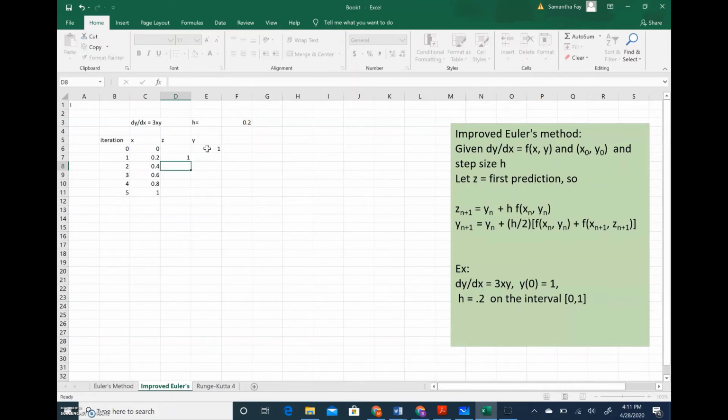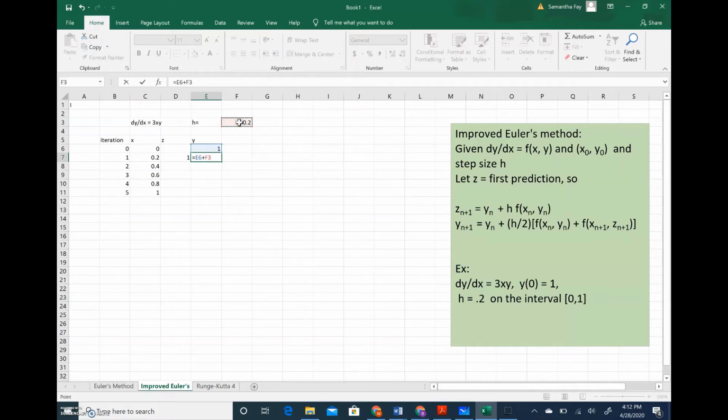And we should be able to hit enter, and that should look familiar. But now let's figure out what the y value is. So my y value here says my previous y plus 1/2 my step times my average of the two slopes. So, okay, start with an equal sign.